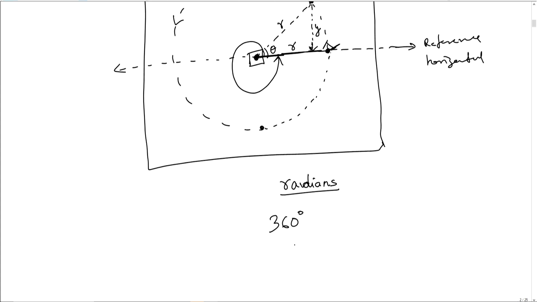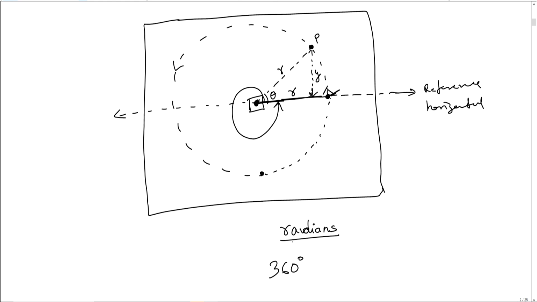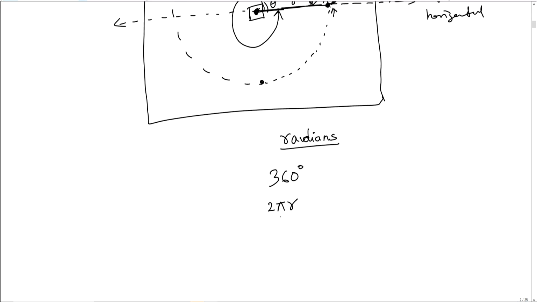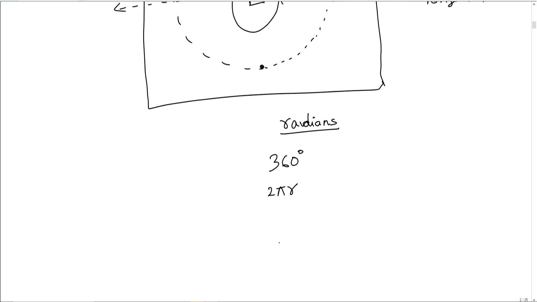And how much distance has this point P covered when it starts traveling from this point and travels all the way along this circle and reaches back here? That's actually the circumference of the circle. And how much is the circumference of a circle? 2 pi r, where r is the length of the ladder or the radius of the circle.